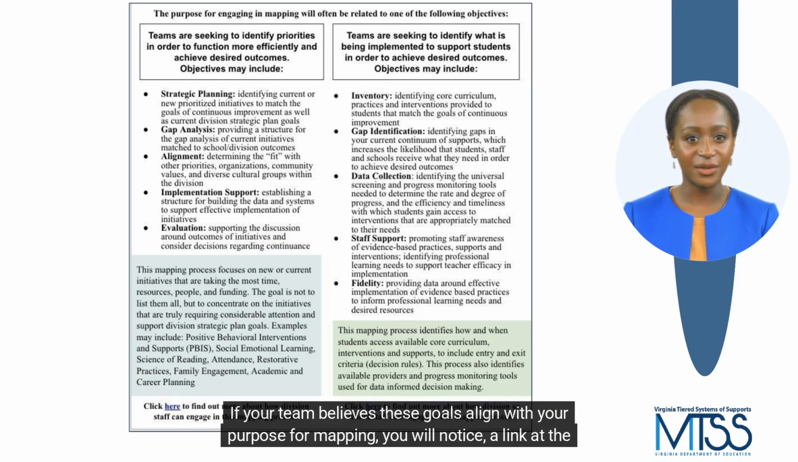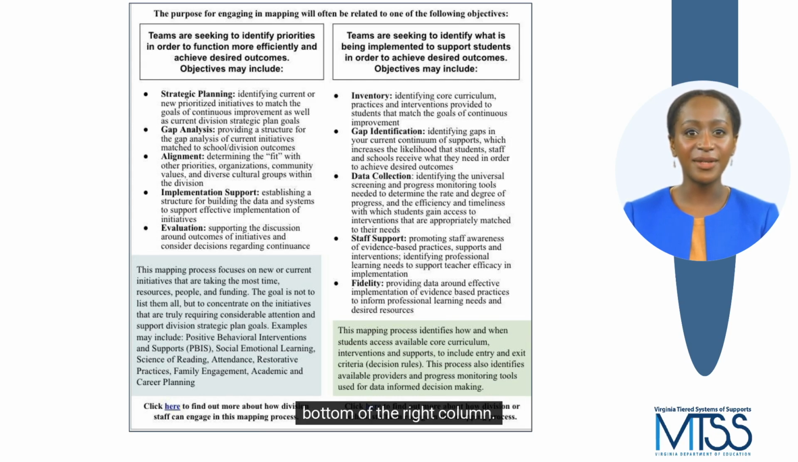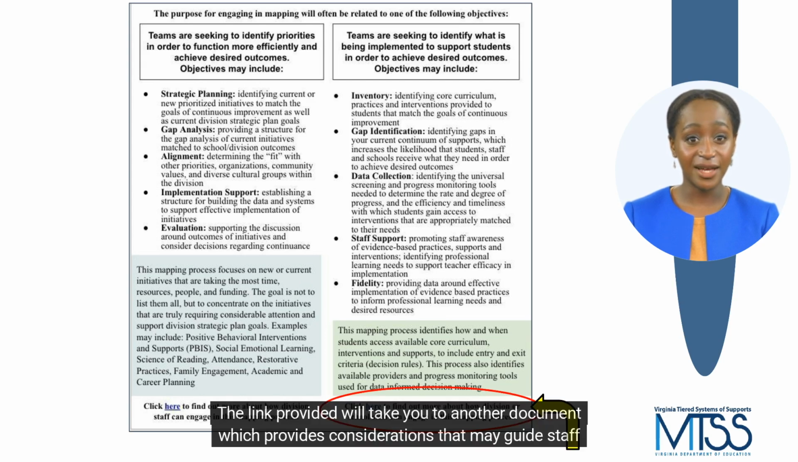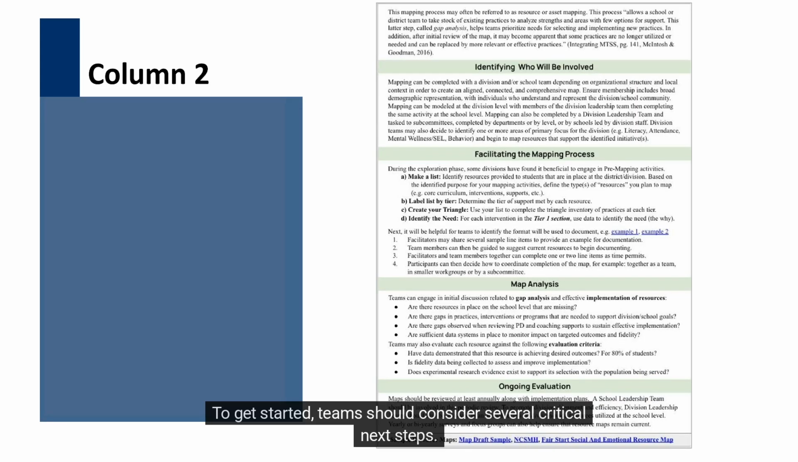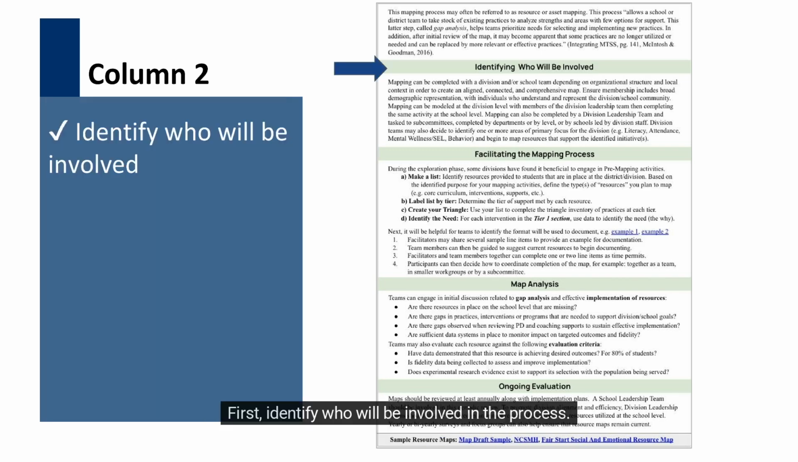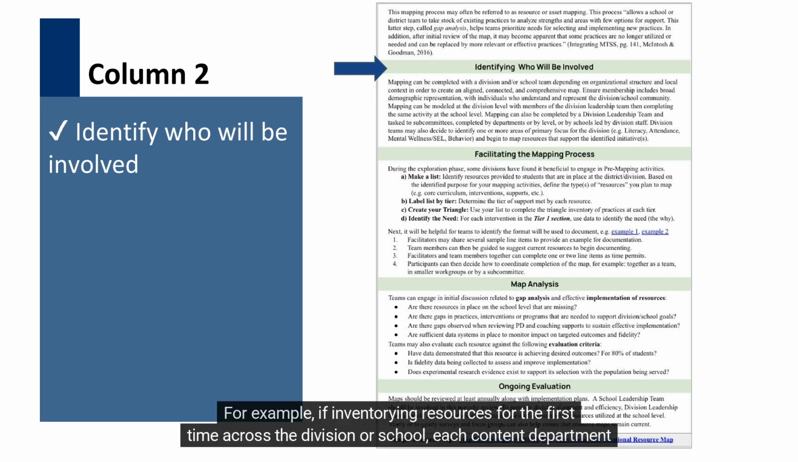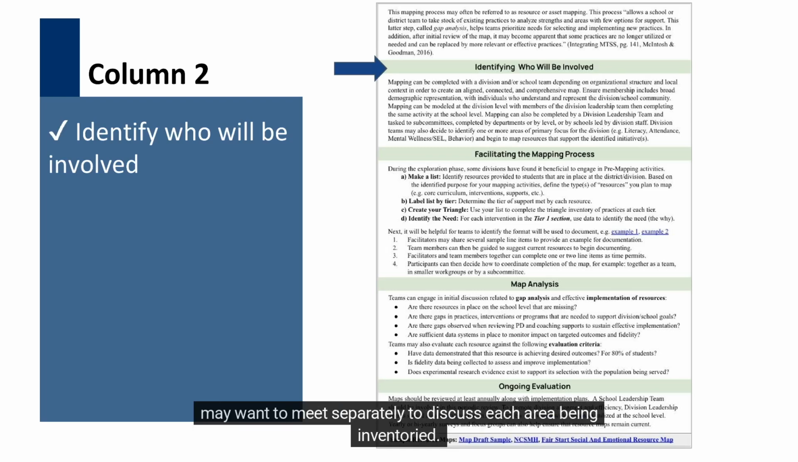If your team believes these goals align with your purpose for mapping, you will notice a link at the bottom of the right column. The link provided will take you to another document, which provides considerations that may guide staff when engaging in this type of mapping process. To get started, teams should consider several critical next steps. First, identify who will be involved in the process. For example, if inventorying resources for the first time across the division or school, each content department may want to meet separately to discuss each area being inventoried.